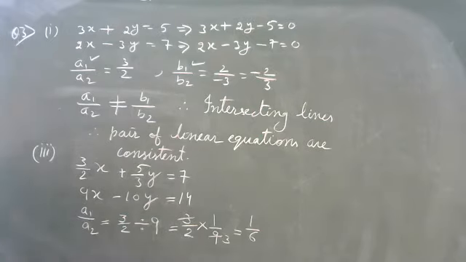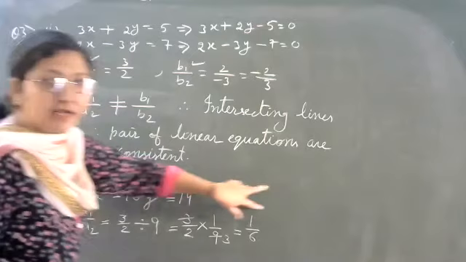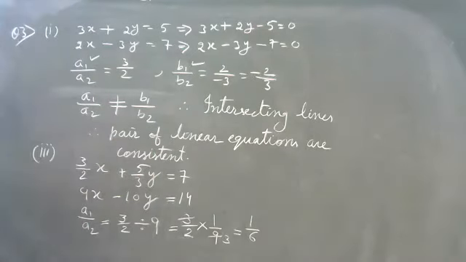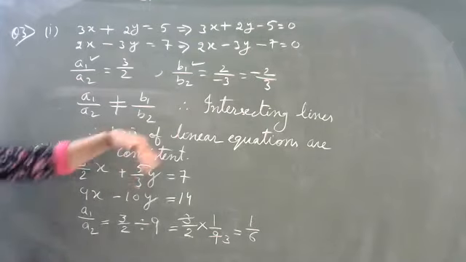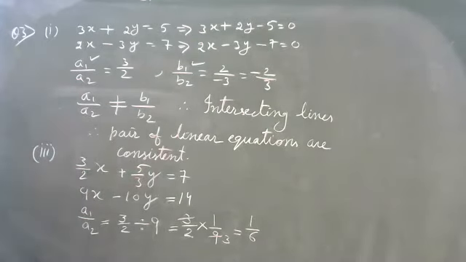Next is b1 over b2. Here b1 is 5/3 and b2 I have not written anything here because we may have to bring it here. If a1 over a2 is equal to b1 over b2, then we have to find c1 over c2 also. Now the next condition, what do we have to find out in this? b1 over b2.